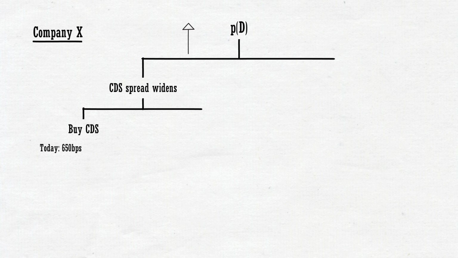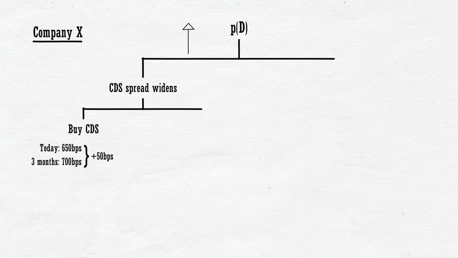And over the next 3 months, things indeed turn out as you expected. The default probability rises and the CDS ends up quoting at 700 basis points. So you're sitting on a 50 basis points gain on this trade. Now when you unwind your position, let's see how much you're going to be making on this trade.